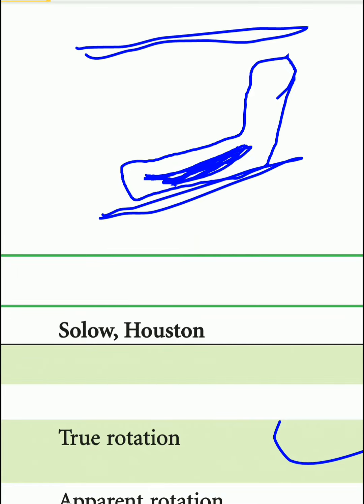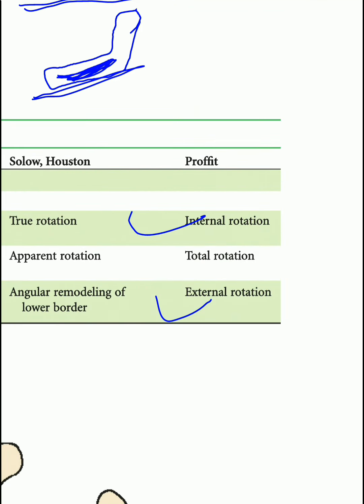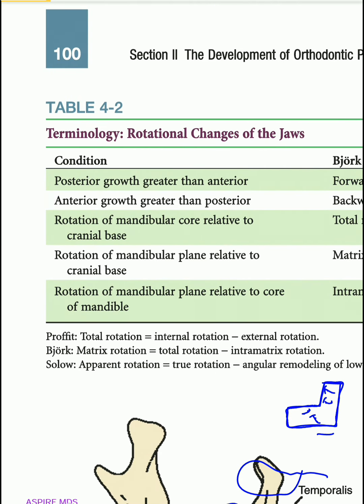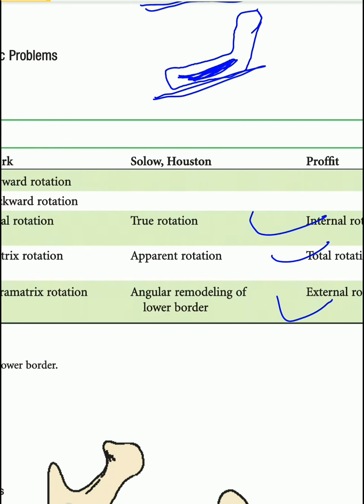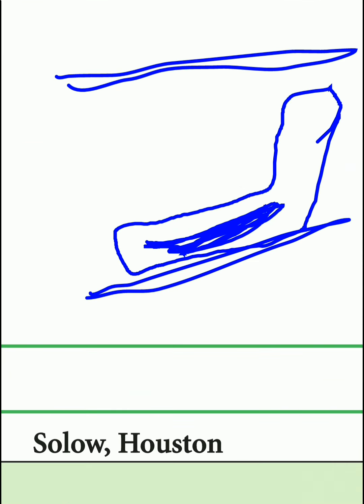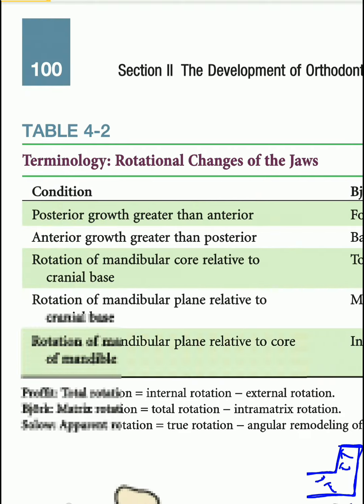So Profit gave a classification of rotation, which he called internal rotation, external rotation and total rotation. For internal rotation, he defined it as rotation of the mandibular core relative to the cranial base. So when the rotation is taking place and we are measuring in terms of this plane and this plane, that is the plane of the mandibular core and that of the cranial base, this rotation he called internal rotation.